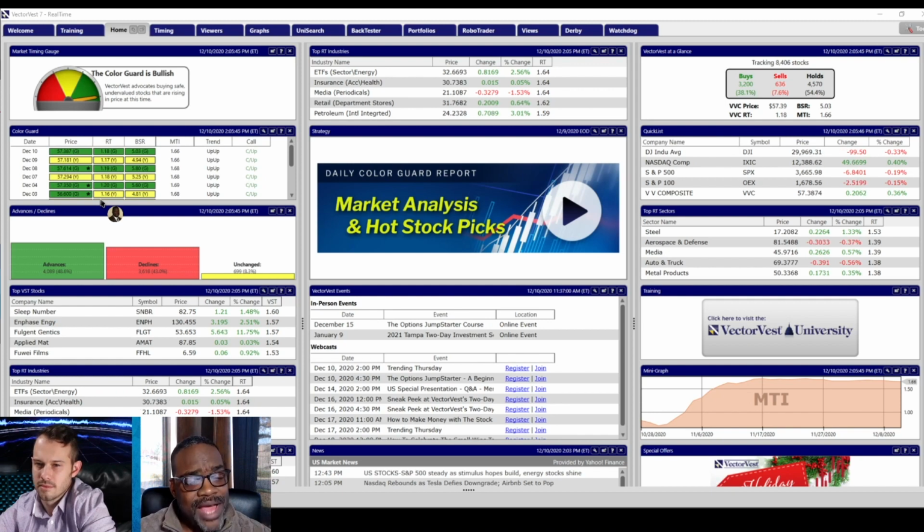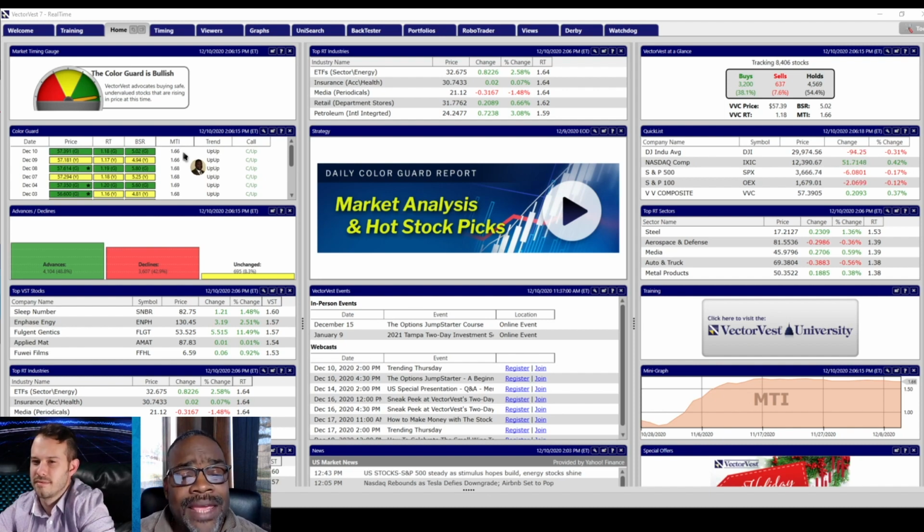But only something you will find in the VectorVest software, we have an indicator called the Market Timing Indicator, or the MTI. This indicator is cast on a VectorVest scale between 0 and 2. When this indicator is above 1, the underlying trend of the market is up. When this indicator is below the value of 1, that tells us that the underlying trend of the market is down. But this indicator also tells you when the market is currently looking for a top.